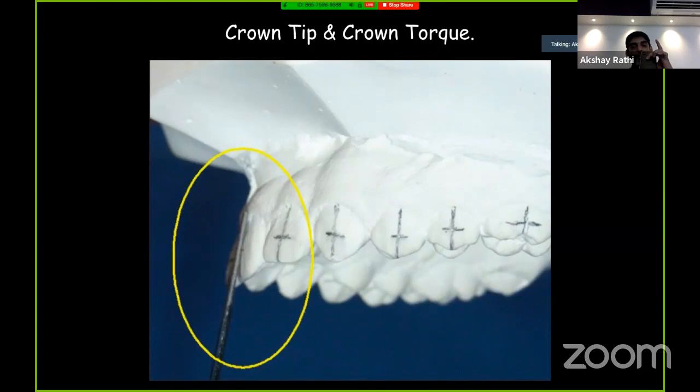And when we go onto the molars, the torque is represented as a buccolingual position or a buccopalatal position of the premolars and the molars. So you will have the Wilson's curve, which emerges because of the torque of the molars.